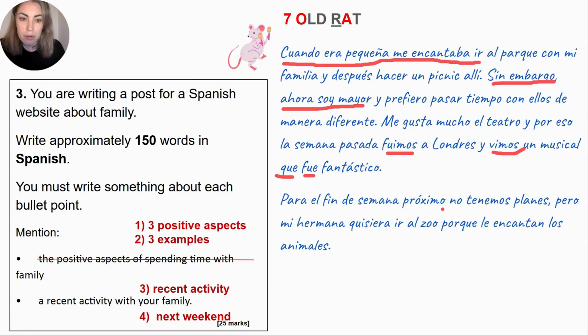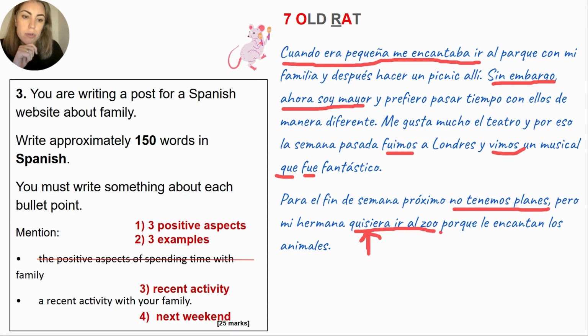Para el fin de semana próximo, so for next weekend, no tenemos planes. We don't have any plans. Pero mi hermana quisiera ir al zoo. My sister wishes we could go to the zoo, or she could go to the zoo. So advanced way of saying she would like, quisiera, or I would like, quisiera, ¿vale? So instead of saying me gustaría or le gustaría, we can say quisiera for I form and for he or she form. So good to use.